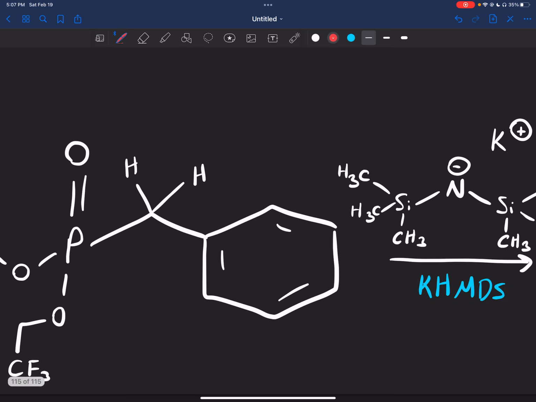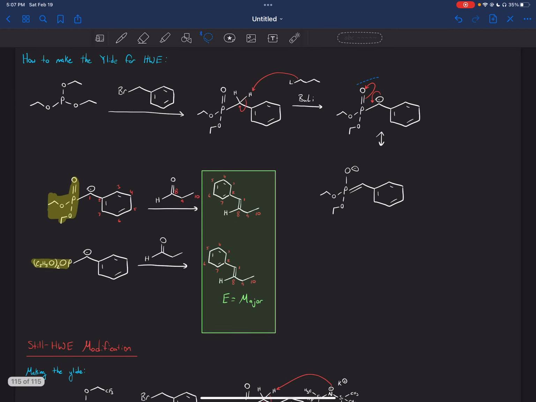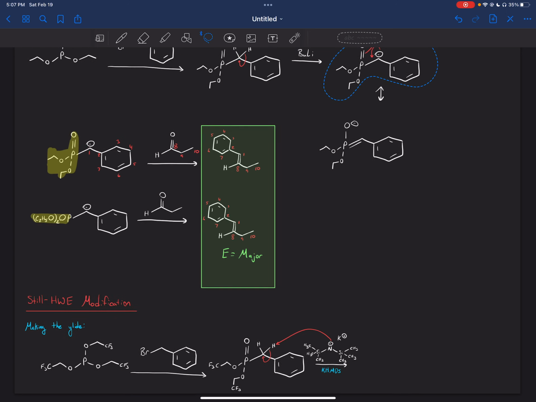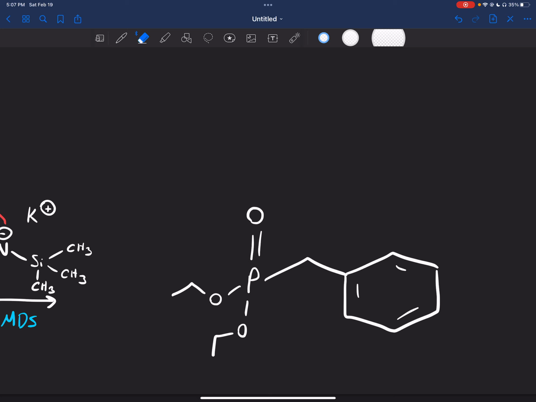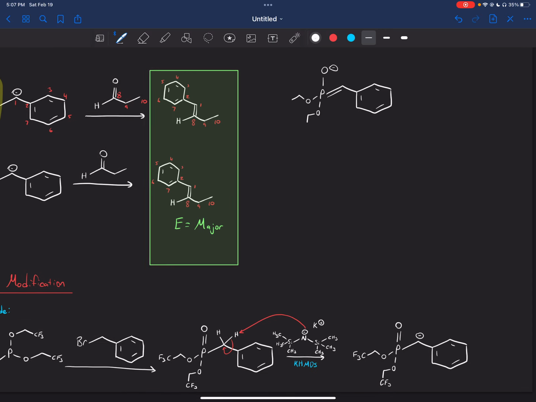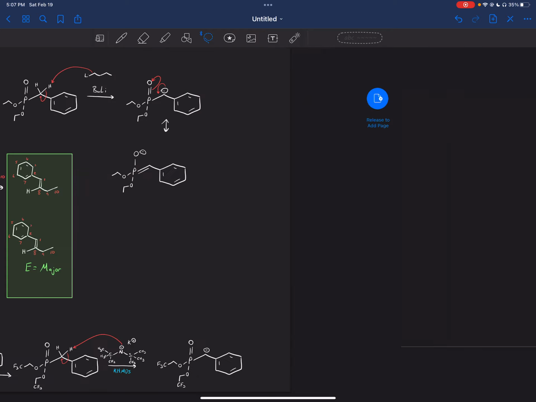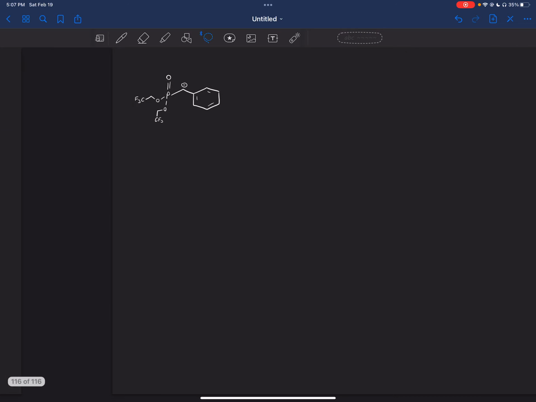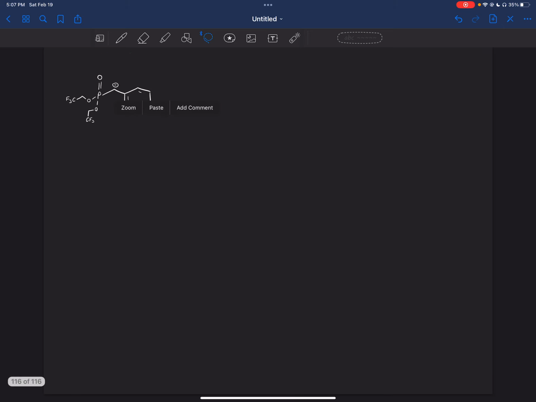It does the exact same thing. Deprotonates. And so we can have our negatively charged compound here. Notice the end result is really the same as the regular HWE modification, except this is a CF3 here. After that, the reaction works the exact same way. The only difference is our major product isn't going to be the E isomer. It's going to be the Z isomer.